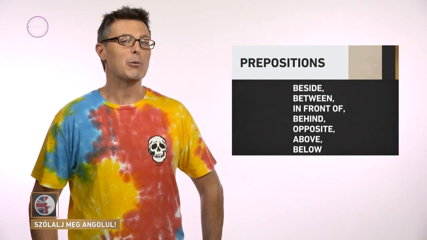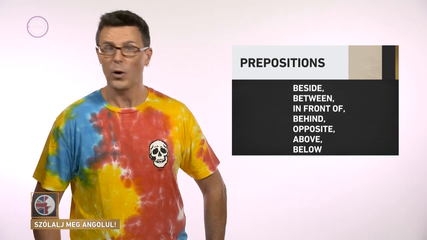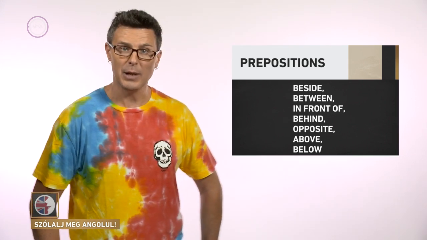Gods of English, onwards! Okay, now, you all know what we learned last lesson. That's correct. Last lesson, we learned some new prepositions of place. Do you remember the prepositions? There were 7 prepositions, weren't there? And what were they? They were beside, between, in front of, behind, opposite, above, and below. Okay now, do you remember what they mean?